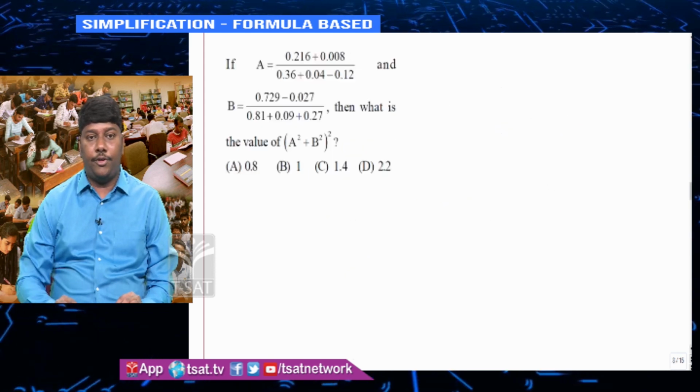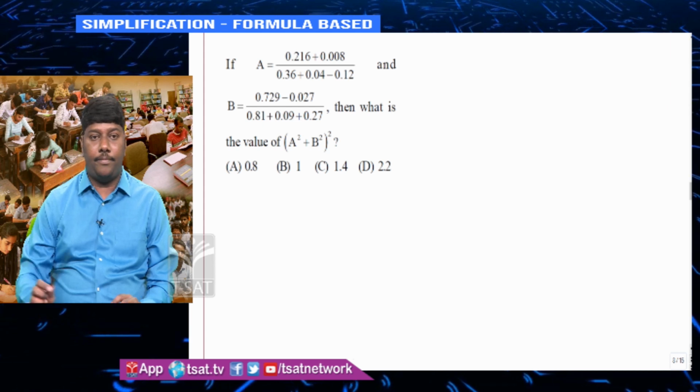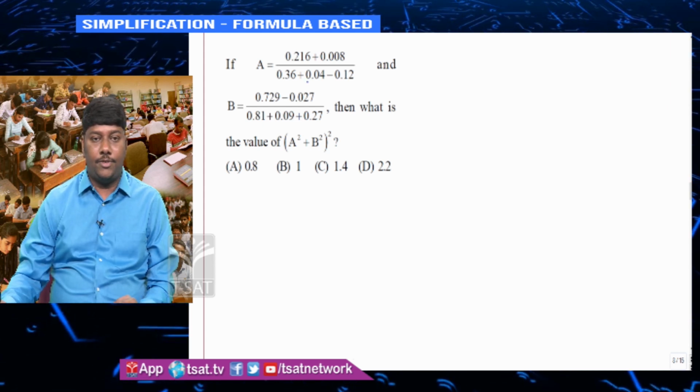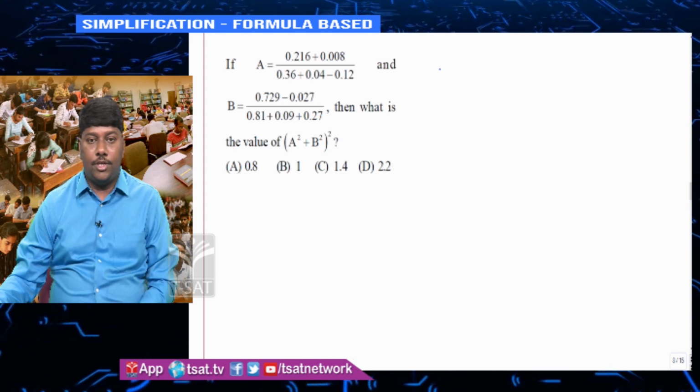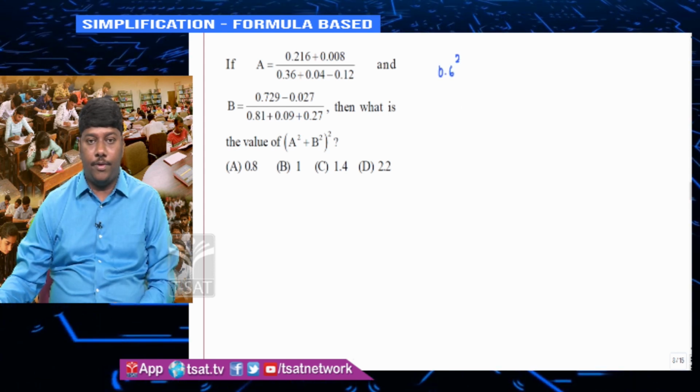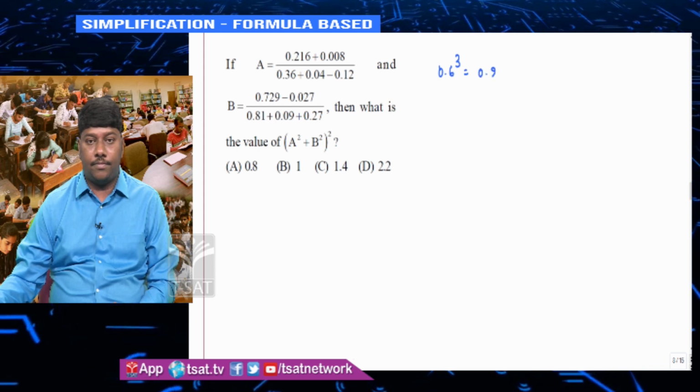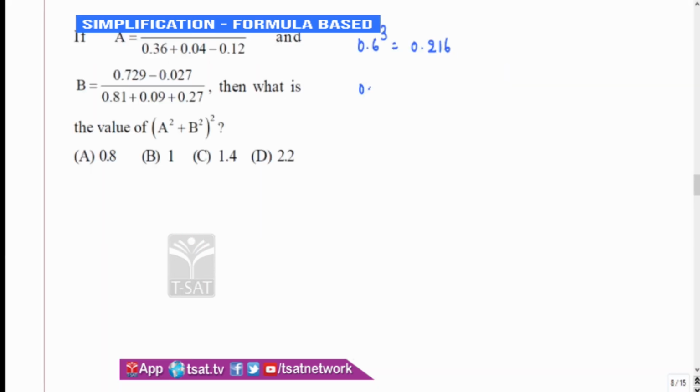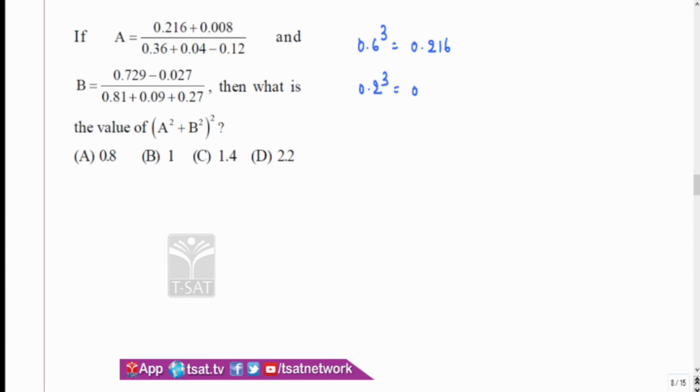A is equal to 0.216 plus 0.008. We all know if you ignore this point, 216 is 6 cube. So 0.216 is 0.6 cube. 0.008 is 0.2 cube. 0.729, generally 729 is 9 cube, so 0.729 is 0.9 cube. 0.027 is 0.3 whole cube.